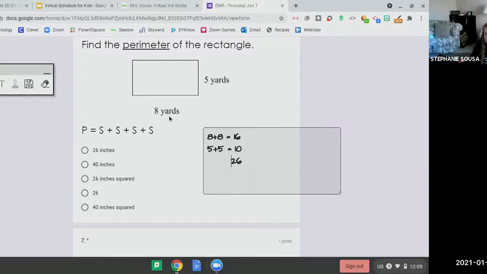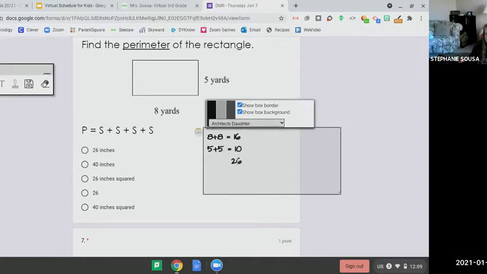I did double the 8s because I have to do all 4 sides. And if the bottom side is 8, that means the top side is also 8. If the right side is 5, that means the left side is also 5 because rectangles have the same size opposite sides. Same size, opposite side, same side. Oh yeah, I'm writing songs for the future right there. Okay, so we have 26 as our numerical answer.